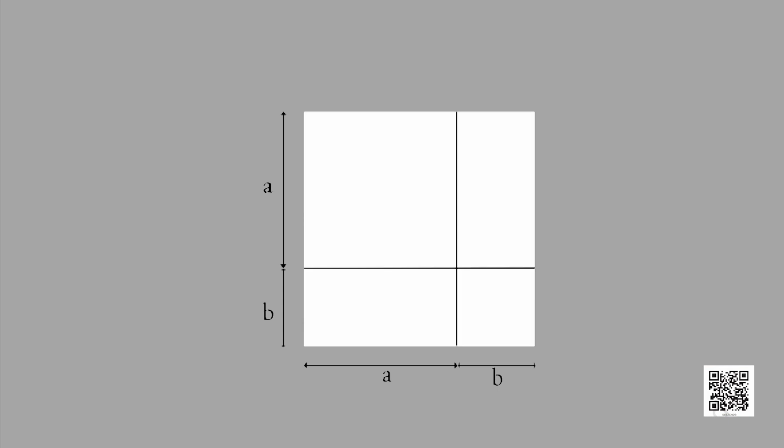Let us see the geometrical representation of the identity a plus b whole square is equal to a square plus 2ab plus b square. Here is the square of length a plus b. Can you guess what its area is? Its area is a plus b whole square. We shall now cut this square into 4 parts as shown in the figure.